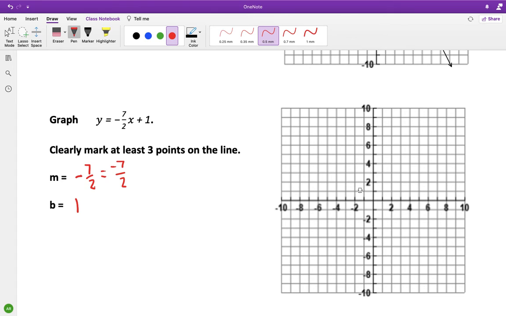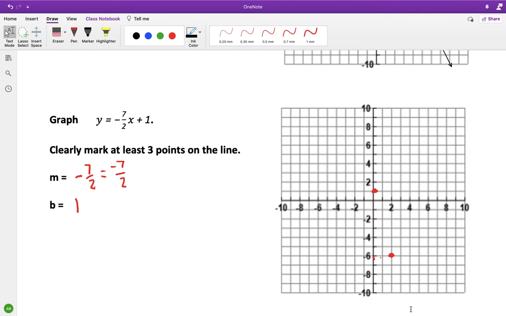The first thing I'm going to do is put a 1 on the graph. Then I'm going to go down 7. So I'm going to count down 1, 2, 3, 4, 5, 6, 7. I'm going to go right 2. 1, 2. All right, now I told you that you might have to go the opposite direction here. If I want to get 3 points on this graph, I can't go down any further to the right. I'm going to run out of space.